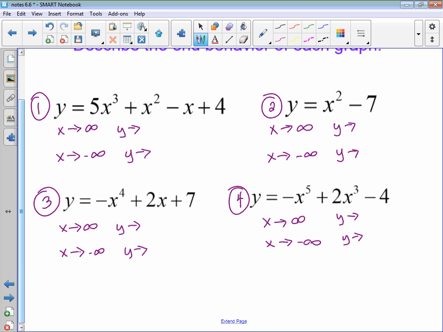So, let's do steps. First decide, I'll make a flow chart for you. Is it even or is it odd? For the exponents. The biggest exponent. So we got 2 on the biggest exponent. We're looking at number 1. Biggest exponent, okay, 3 is odd. All right, so we're going odd.